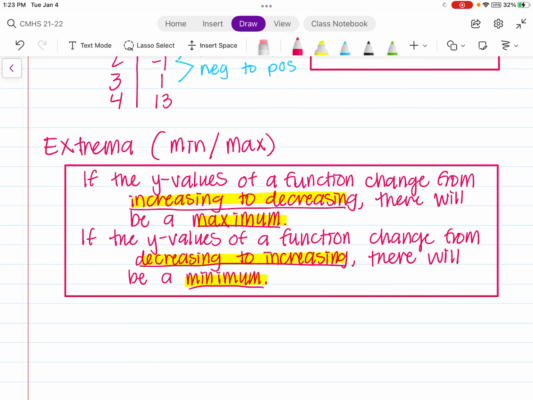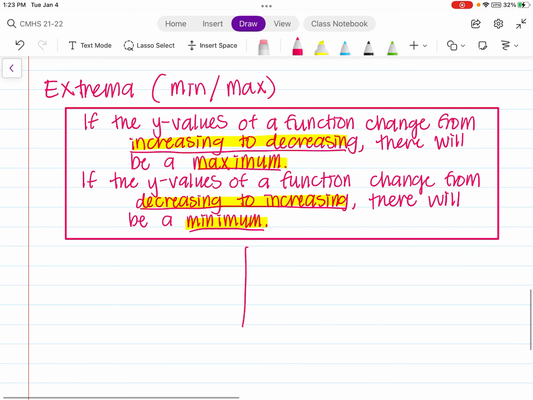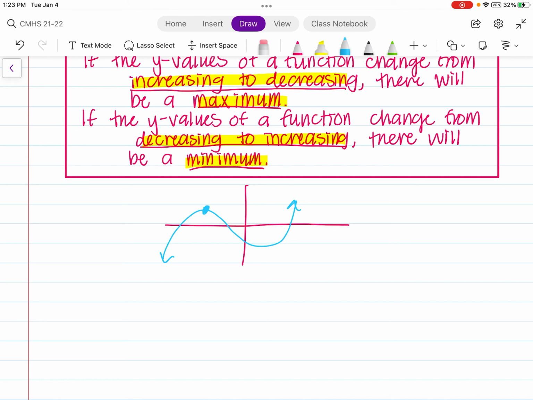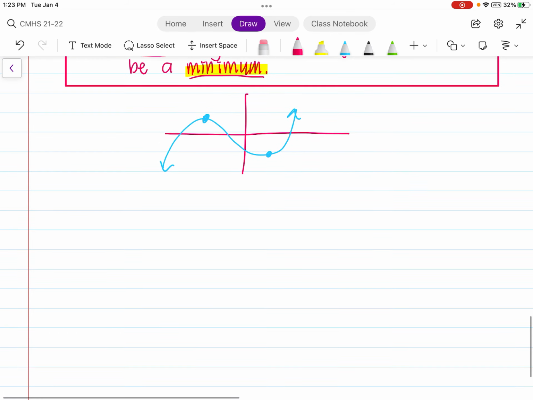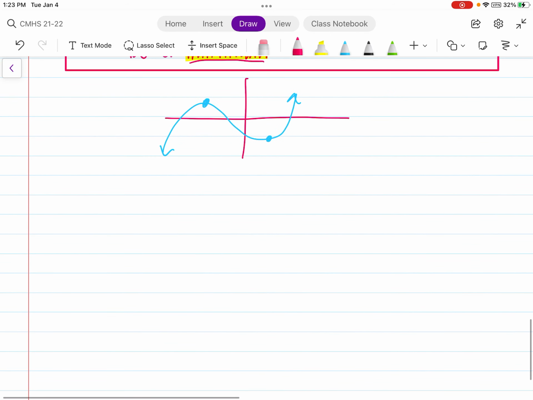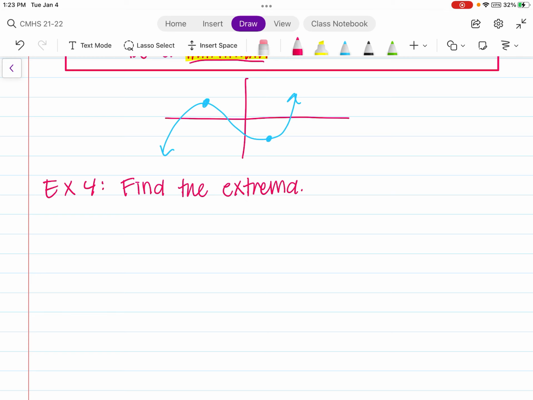All right, once again, we can locate mins and max very easily. Just real quick, if you had a lovely graph, here is the max, here is the min, but we do not have a graph. We have a chart. I'm going to give you another T-chart. So let's see if we can figure it out. Example 4. Find the extrema.